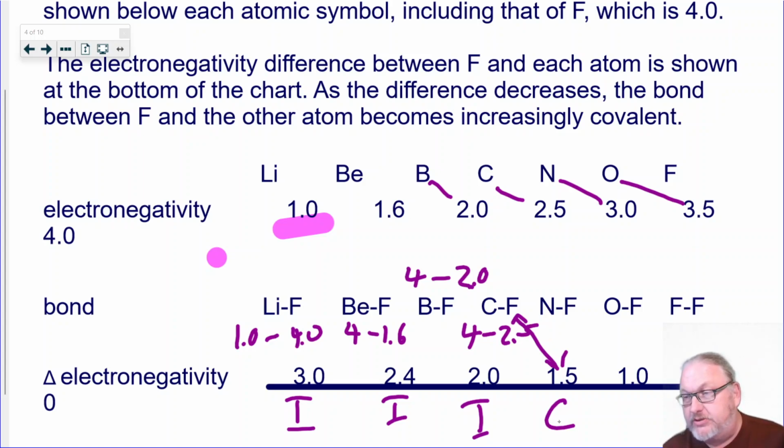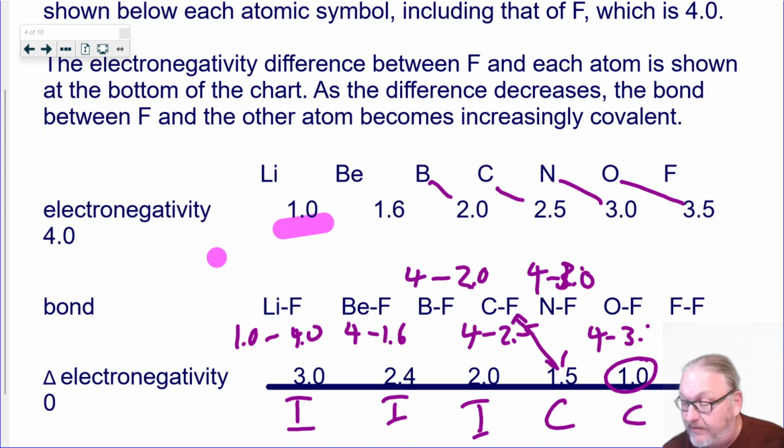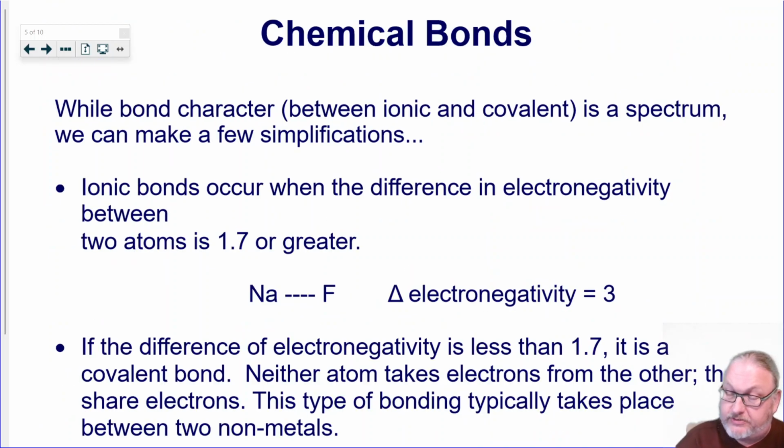If you notice, as we get to the right side or into the nonmetals, that's where we're getting those covalent sharing bonds. Nitrogen and fluorine, well, that's 4 minus 3, that gives us a 1, and that's definitely a covalent bond. And then oxygen, 3.5 and 4, so that's 4 minus 3.5, that will be a 0.5 difference. Again, covalent. 4 minus 4, of course, that's going to be covalent also. They will share those electrons.